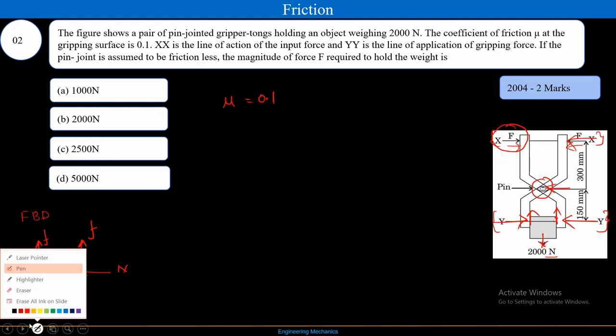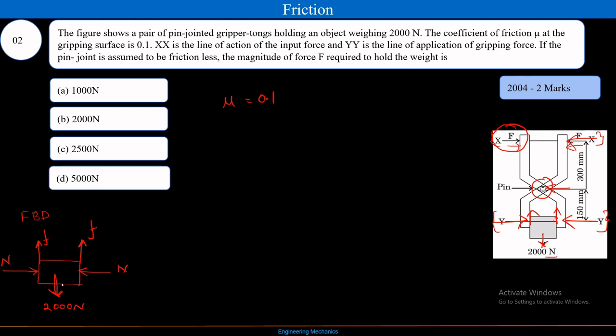By simple resolving of forces, the summation of vertical force is zero, since the body is at rest. So I can say 2F is equal to 2000 Newton, so F is equal to 1000.